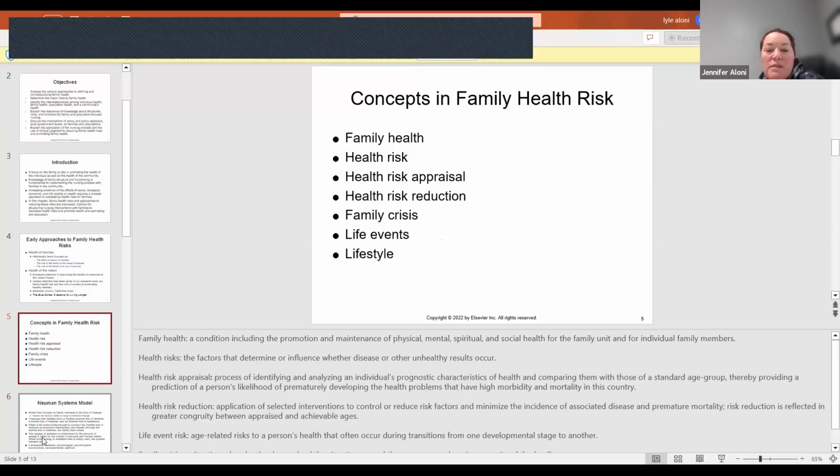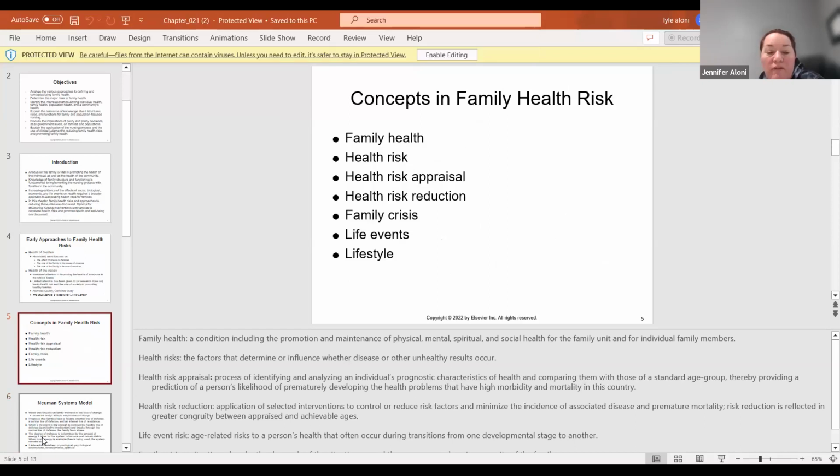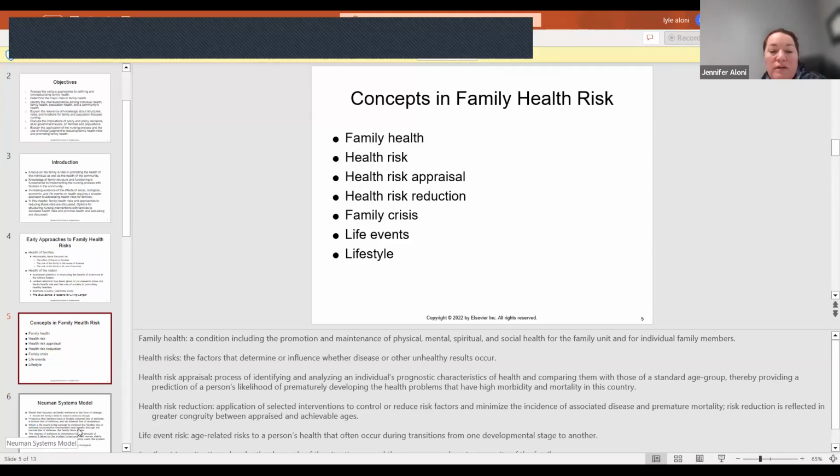When we look at our concepts in family health history, we have family health as a condition, including the promotion and maintenance of medical, mental, physical, spiritual, and social health. We have our health risks, the factors that are going to determine whether we get disease or not. Our health appraisal, which is going to be identifying characteristics of health and comparing them with the standard age group, health risk reduction, application of selected interventions, and then life event risks. We're going to look at age-related risks to a person's health as they go along and transition.